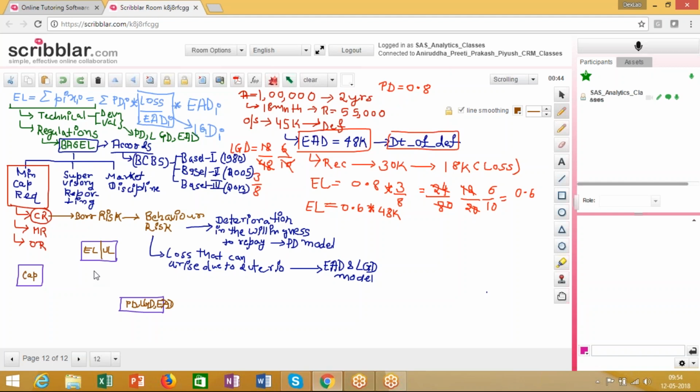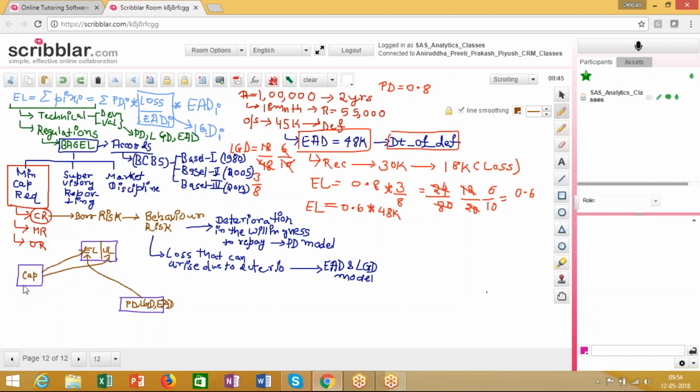Now obviously one thing is very clear: the entire amount of capital that we have will be distributed between EL and UL, and the PD, LGD, EAD will go into EL. The divergence from EL will be your UL, or your unexpected loss. So now how does this happen? How does the capital get allocated between EL and UL?